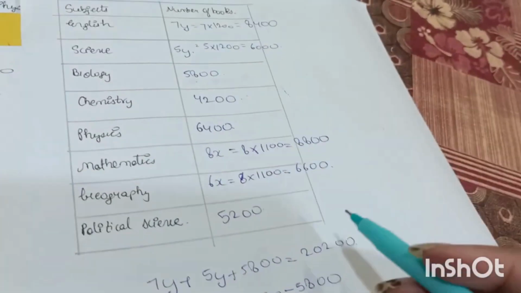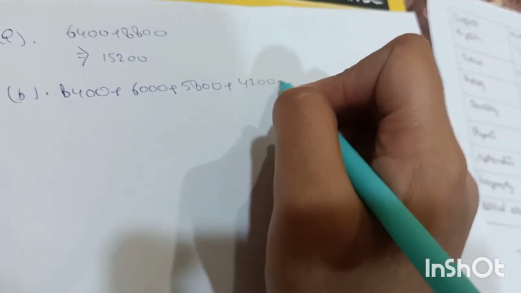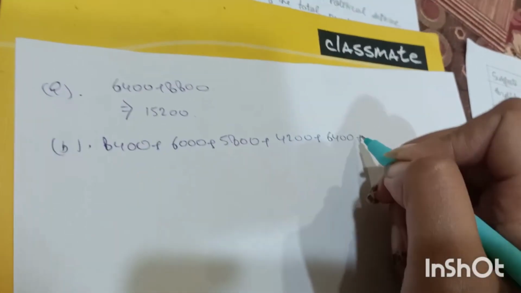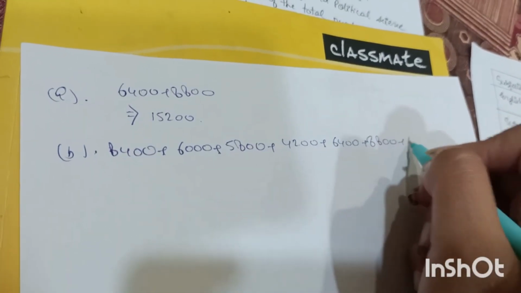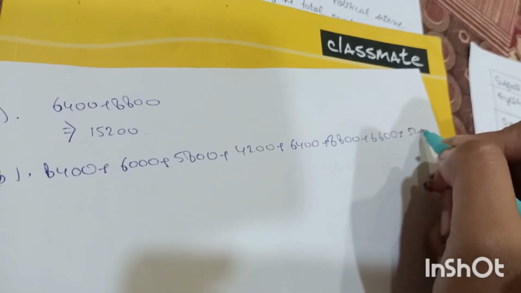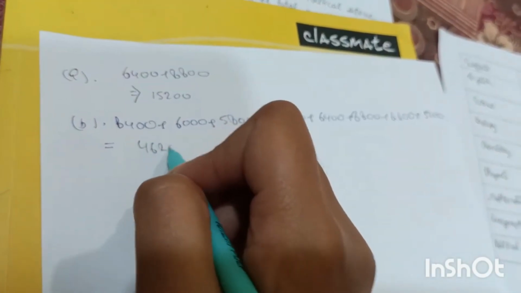Okay, so now for B, what is the total number of books in the library? So you can see from here, when you will add all these values you will get the value as, let's solve it. So it is 8400, 6000, 5800, 4200, 6400, 8800, 6600 and 5200. So when you will calculate it you will get the value as 46200.